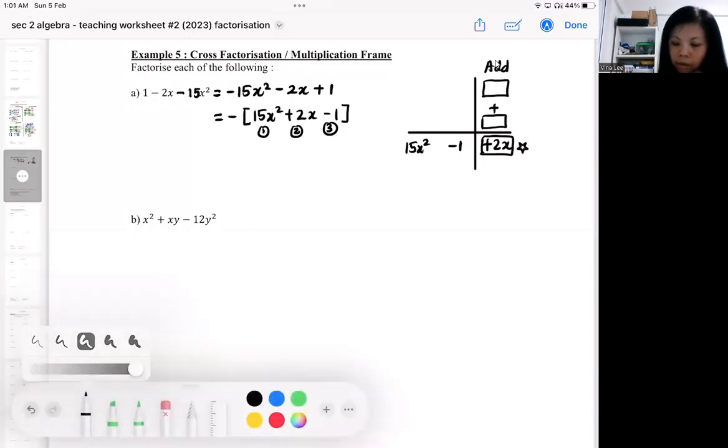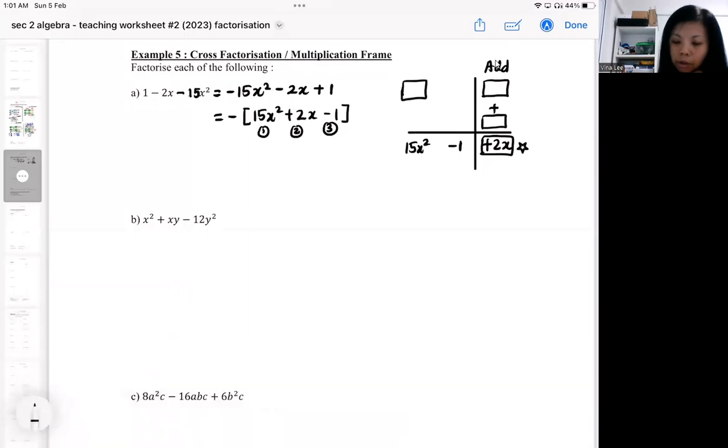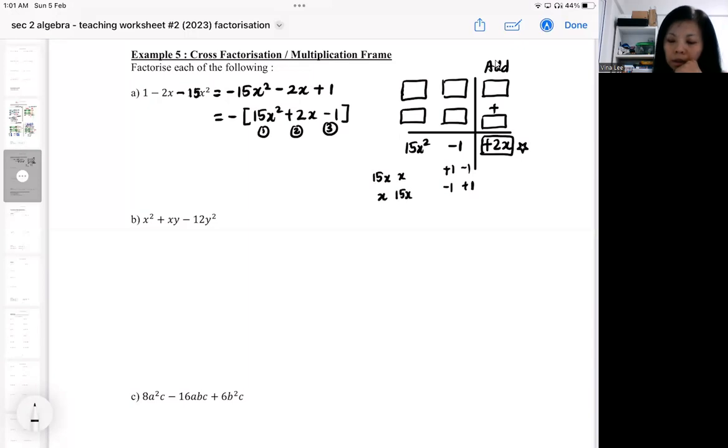Okay. If you are trying to explore the multiplication zone, you realize that for -1, there's no trick. It's either +1 times -1 or -1 times +1. But for 15x squared, there's more trick. It can be 15x times x. It can be x times 15x. It can be 3x times 5x. It can be 5x times 3x. So there's a lot of numbers.